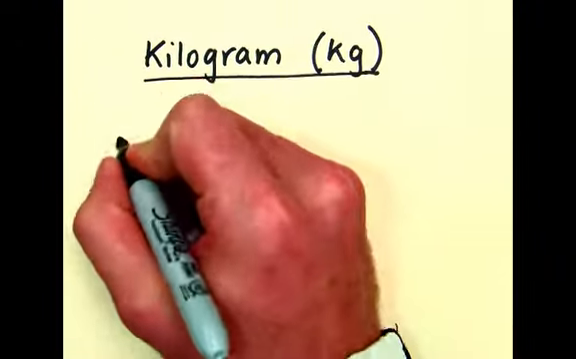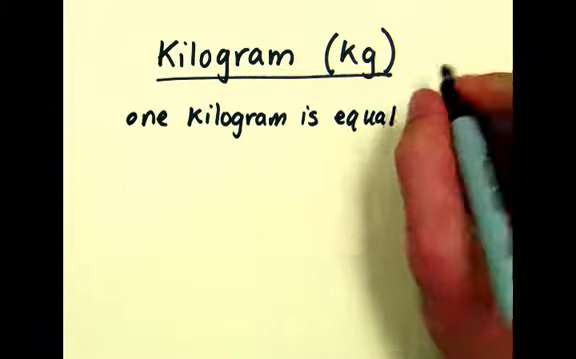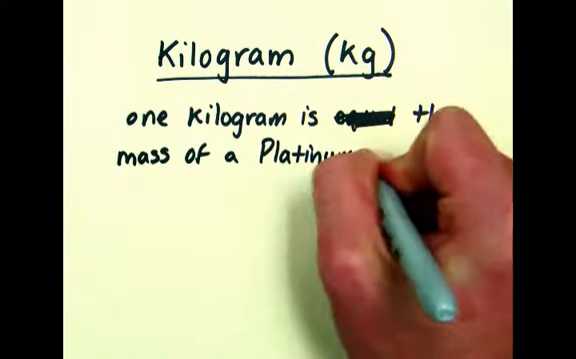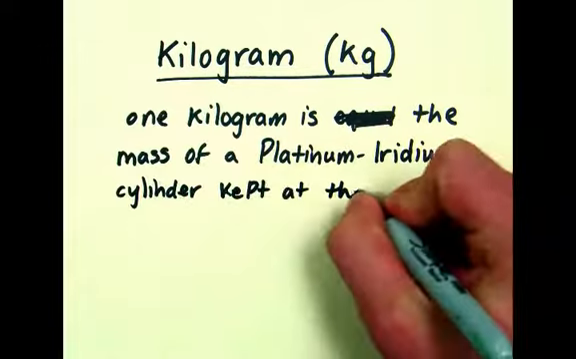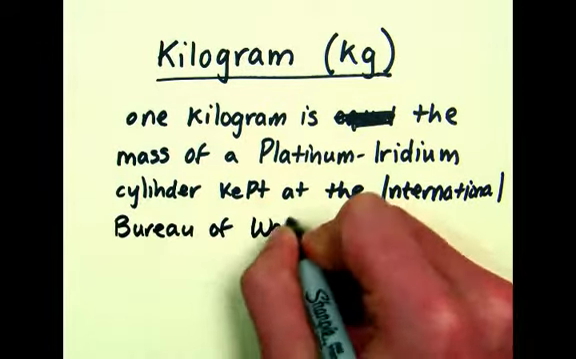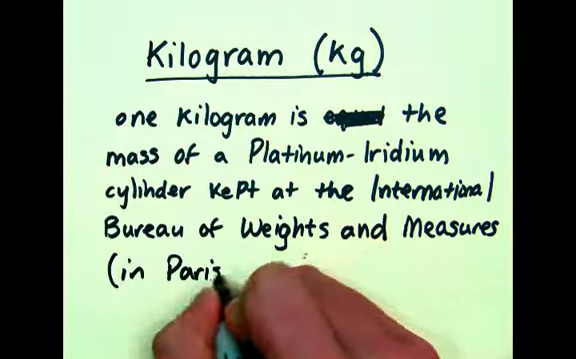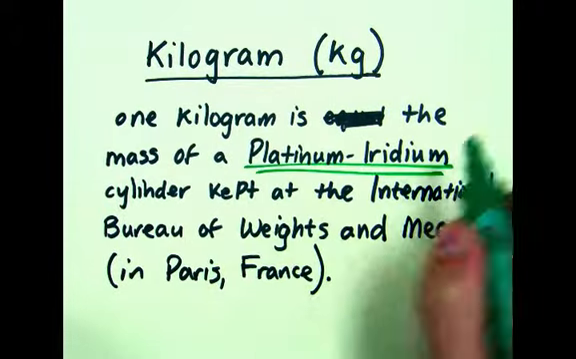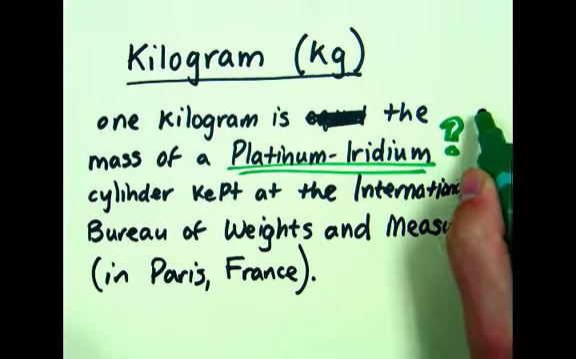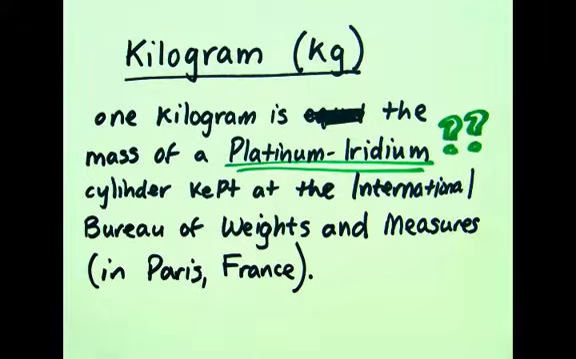Next, we have a kilogram. 1 kilogram is the mass of a platinum iridium cylinder kept at the International Bureau of Weights and Measures in Paris, France. And again, you might be looking at the platinum iridium and thinking, where the heck did that come from? Again, we'll talk about that in just a second.